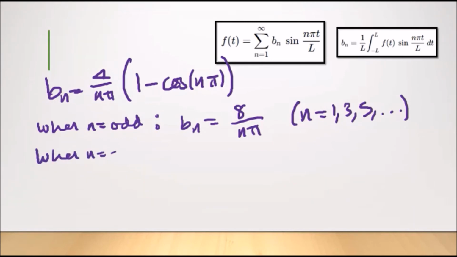So when n is even, what do we get? Let's test cos 2 pi, for example. You get a +1, or cos 4 pi, you get another +1. So you get 1 minus 1, a total value of 0. So in this case, we need to make sure that n is odd, otherwise we cannot get an actual finite solution.